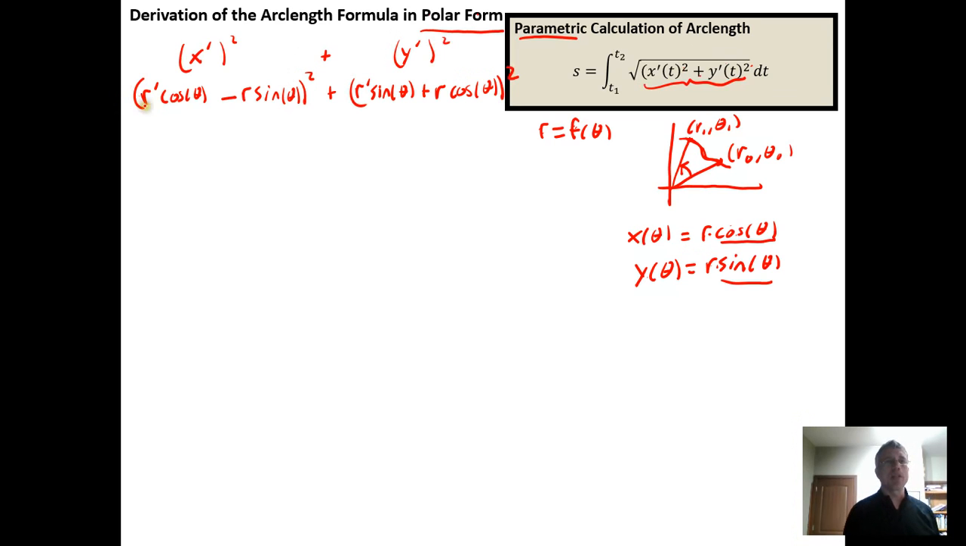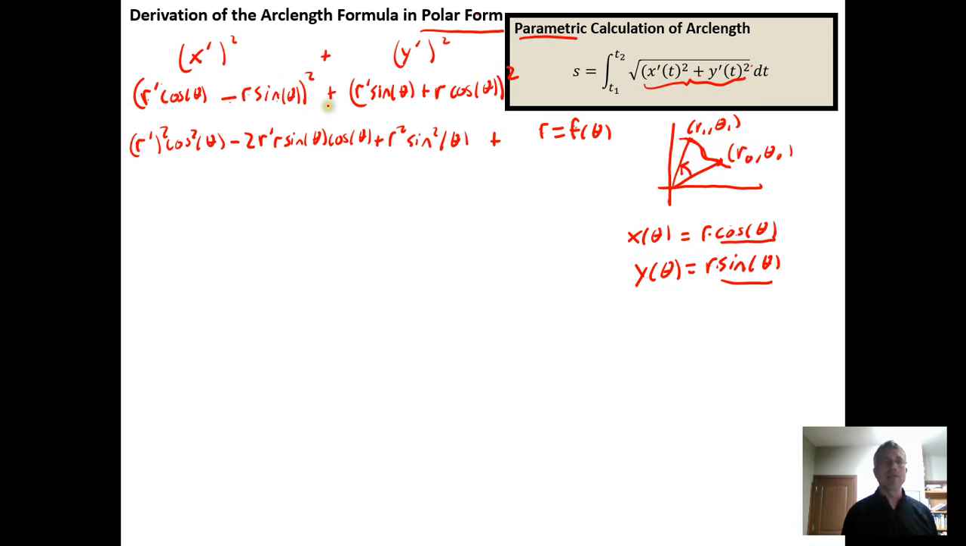So when we square, we know it's going to be first term times itself. So r prime cosine theta times r prime cosine theta is going to be r prime squared times the cosine squared of theta. And then we get r prime cosine theta times minus r sine theta twice. So we get minus 2 times r prime r sine theta cosine theta. And then we multiply minus r sine theta times itself, which is going to give us plus r squared sine squared of theta.